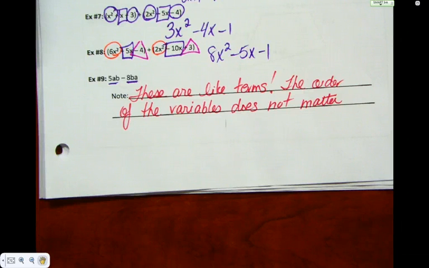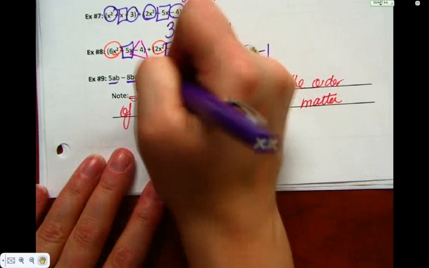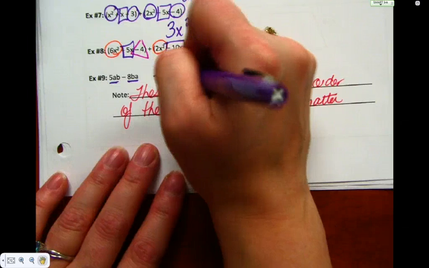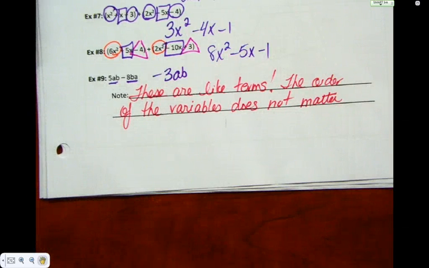So this is still collecting like terms. You have 5 of something and you have negative 8 of something. I don't care what the something is. All we're doing is counting them. If you have 5, negative 8, how many do you have? Negative 3, and now you have a choice. You can call it AB, you can call it BA, completely up to you. Usually we do alphabetical, but it doesn't matter.